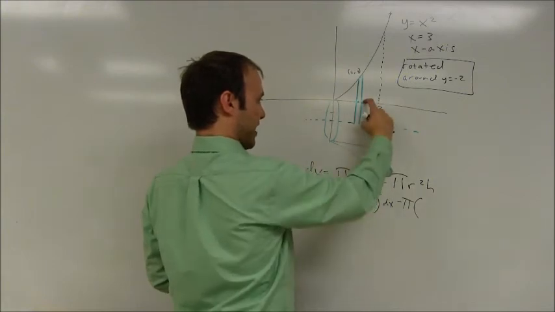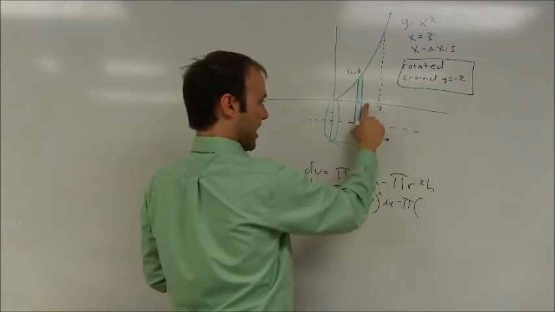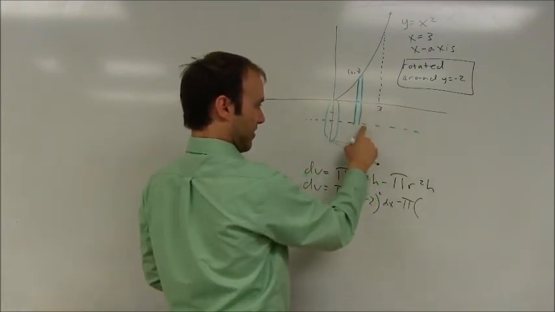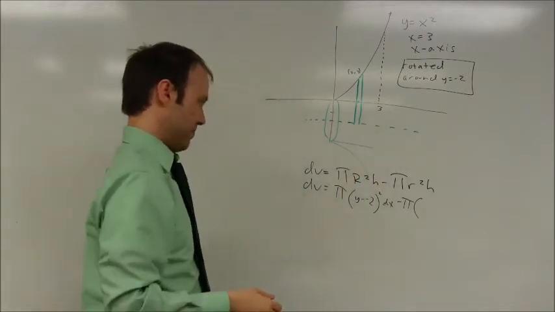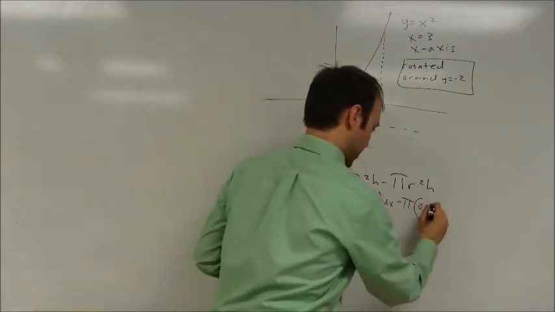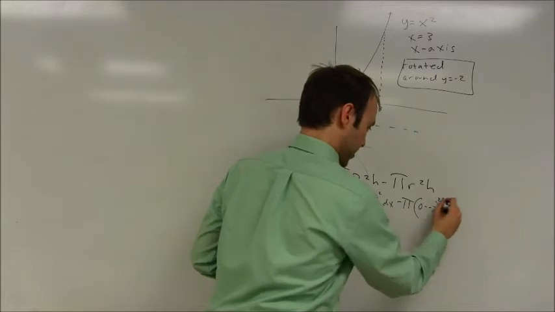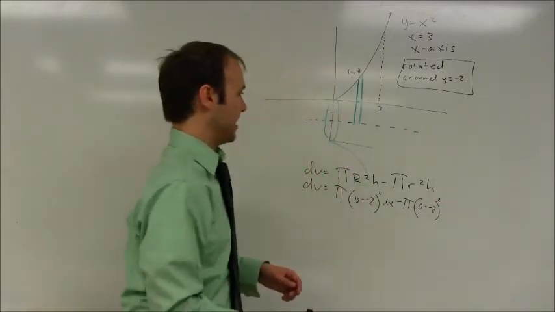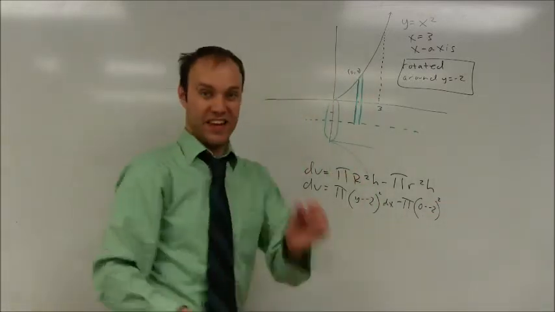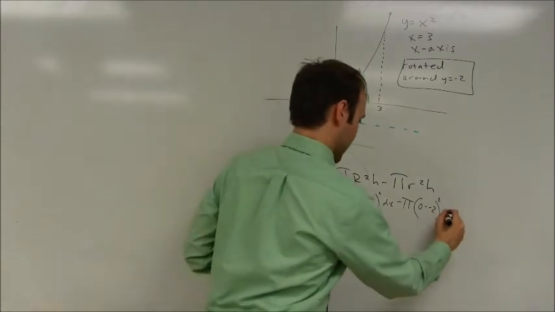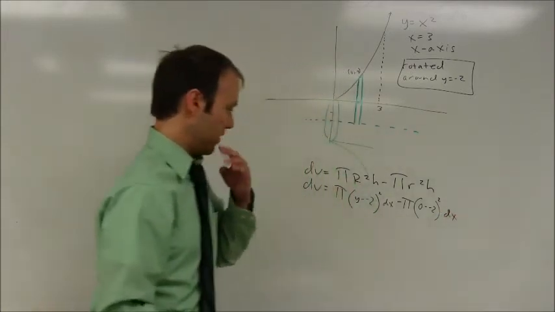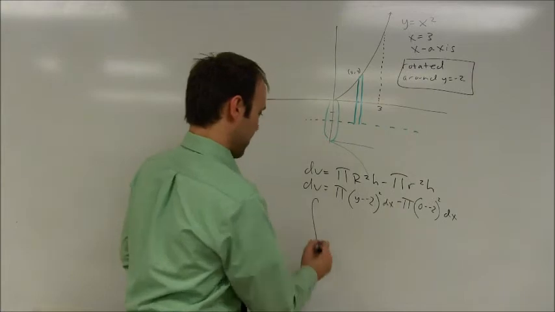And of course, that little radius is going to stay the same every time. Technically that's 0 minus -2, which of course is just going to be 2 times the height. And again, the height of that thing, the thickness, is dx. So everything has to be written in terms of x here. It's going to be a big integral.